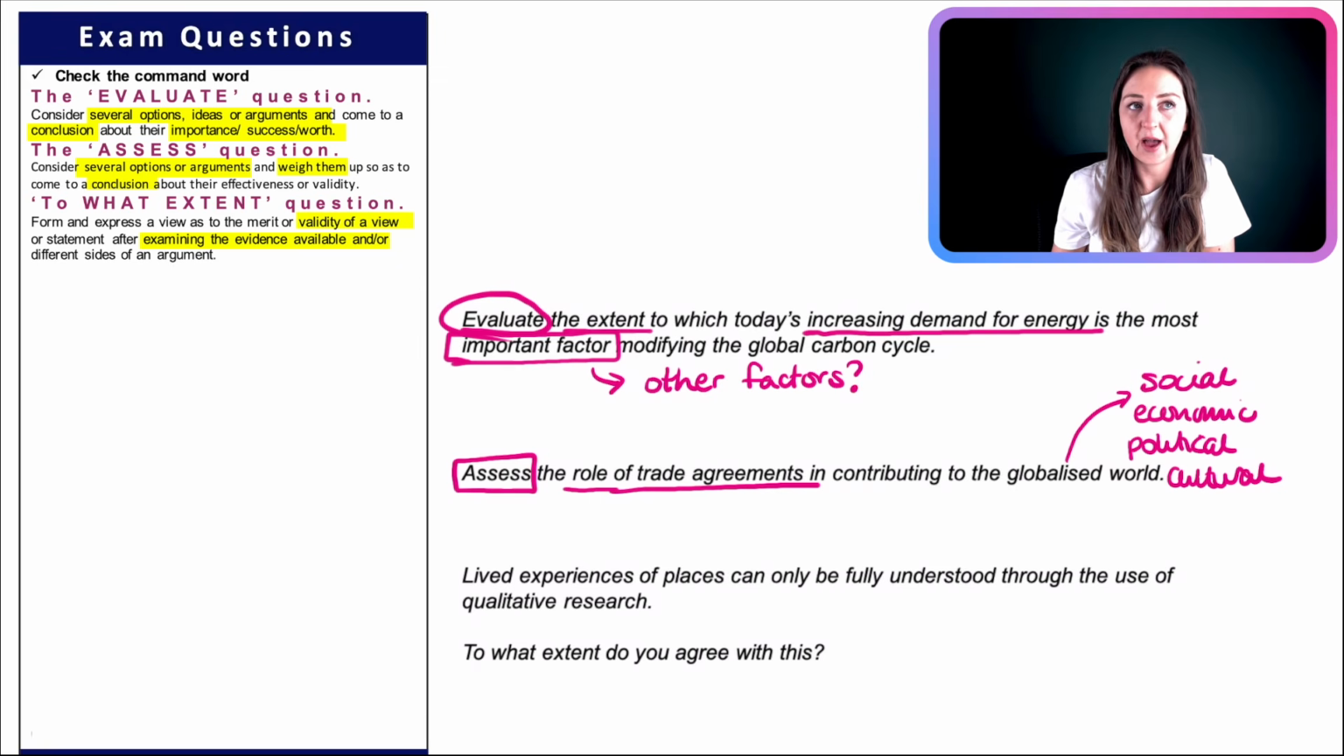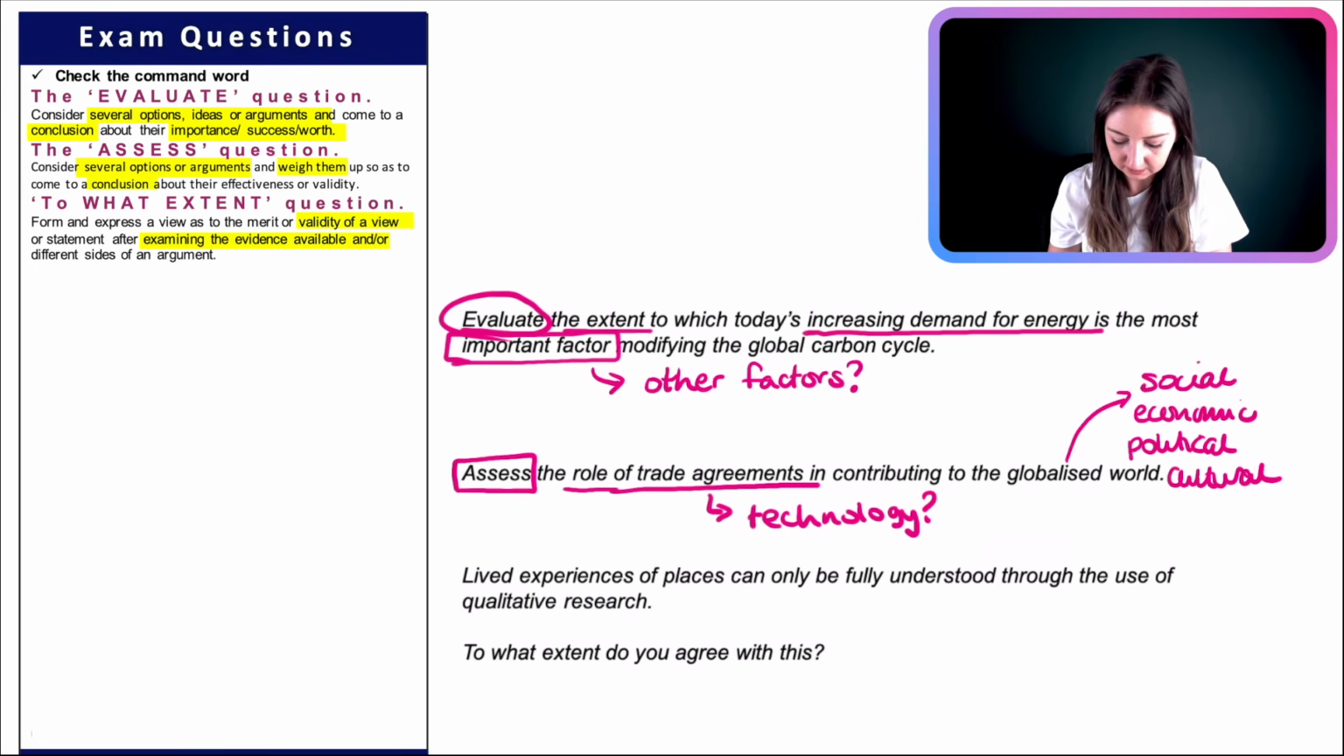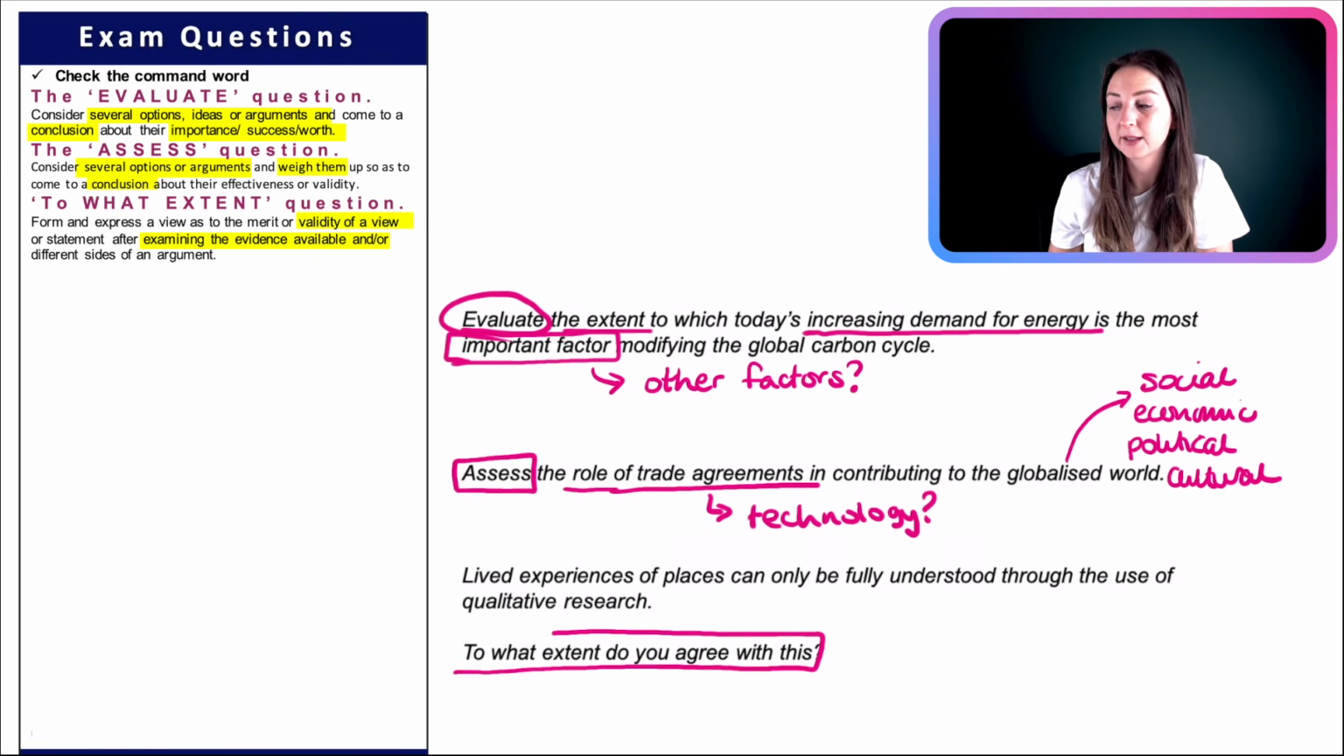And is there anything else? It could be technology that also contributes to the globalised world. And then lived experiences to place can only be fully understood through use of qualitative research. To what extent do you agree with this? So this one here, you need to make a decision, like do you agree or disagree?